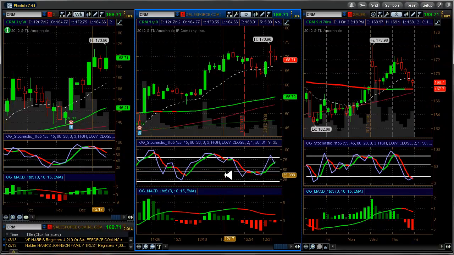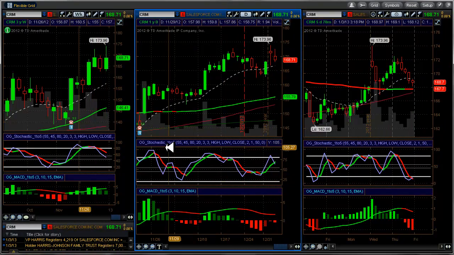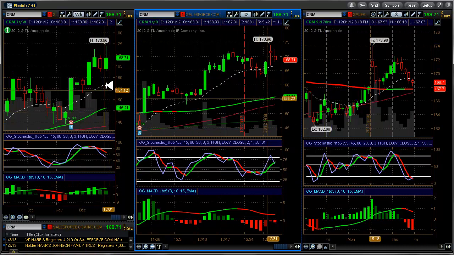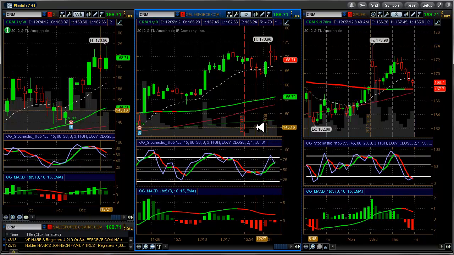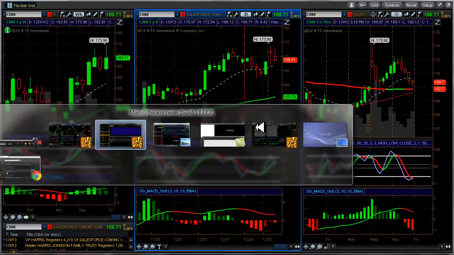Salesforce.com. All right, there may be an entry coming up here as we move down. Same thing on the midterm as we move down. We'll see how that plays out.